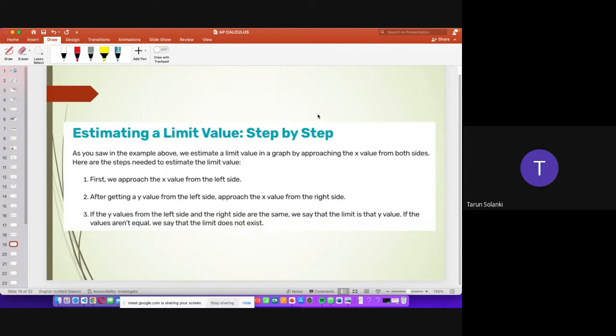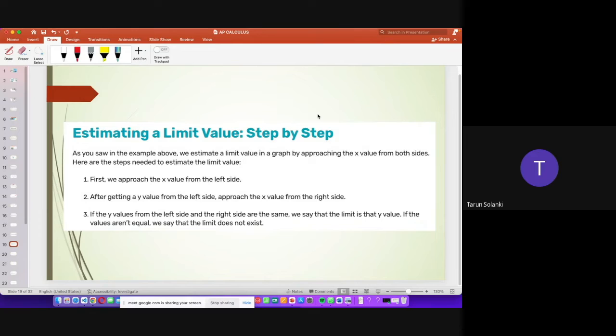Next is estimating a limit value, step by step. As you saw in the example, we estimate a limit value in a graph by approaching the x value from both sides. Here some steps are given. First, approach the x value from the left side. Second, after getting a y value from the left side, approach the x value from the right side, right? Like if some value is given at x equals 5, first you need to find f(5 minus), that will be 4.999. Then you approach 5 plus, which is 5.0001, right? These are the two things you need to approach.